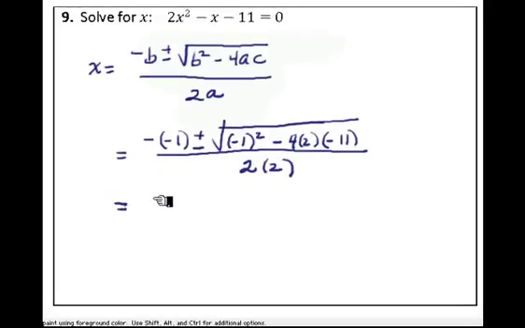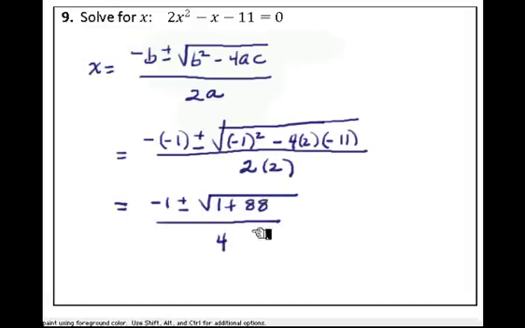So let's simplify this. We have minus minus 1, that's 1, plus or minus the square root. There we have 1 plus 88 over 4. So we get as our two solutions minus 1 plus or minus the square root of 89 over 4.